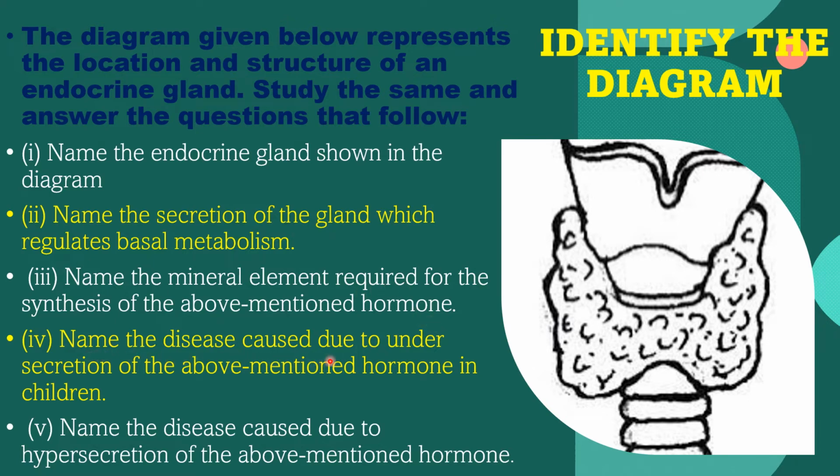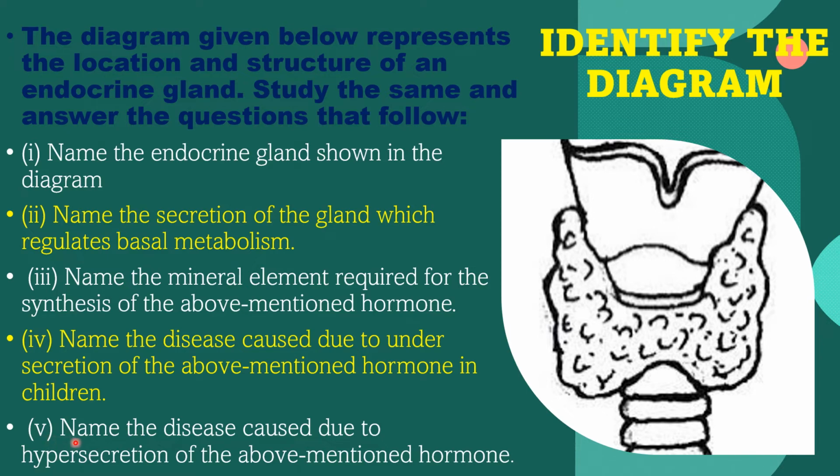Name the disease caused due to under secretion of the above mentioned hormone in children. Yes, you know that hyposecretion of thyroxine, mainly in children, leads to cretinism.